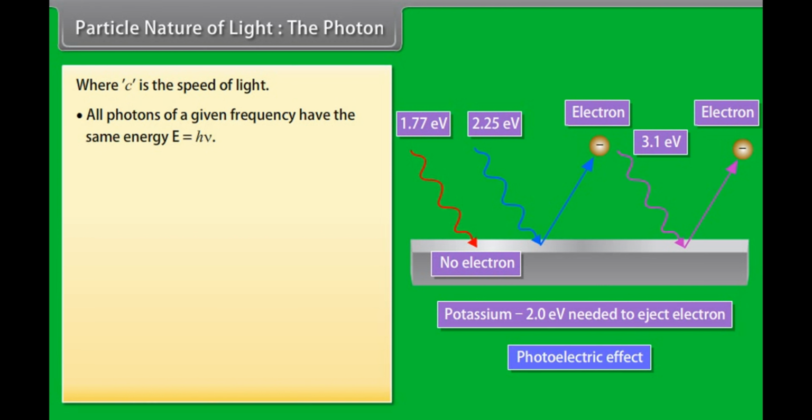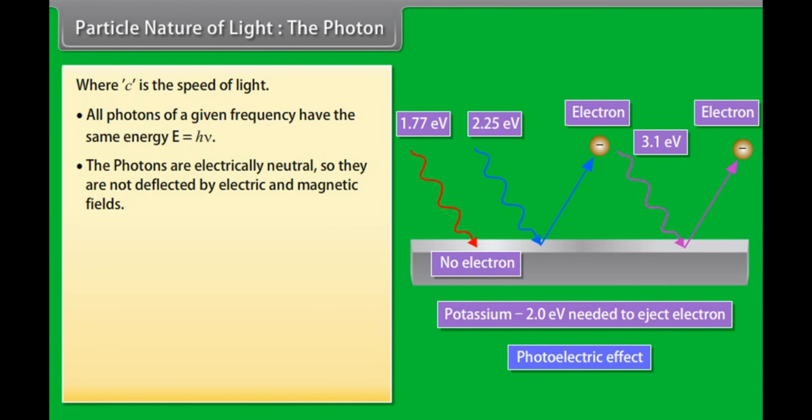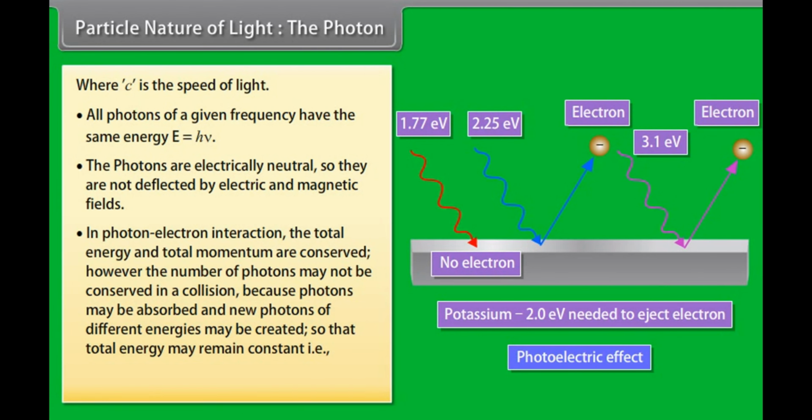All photons of a given frequency have the same energy E, which is equal to h nu. The photons are electrically neutral, so they are not deflected by electric and magnetic fields. In photon-electron interaction, the total energy and total momentum are conserved. However, the number of photons may not be conserved in a collision because photons may be absorbed and new photons of different energies may be created, so that total energy may remain constant, that is h nu equals h nu 1 plus h nu 2. Wave nature of matter.